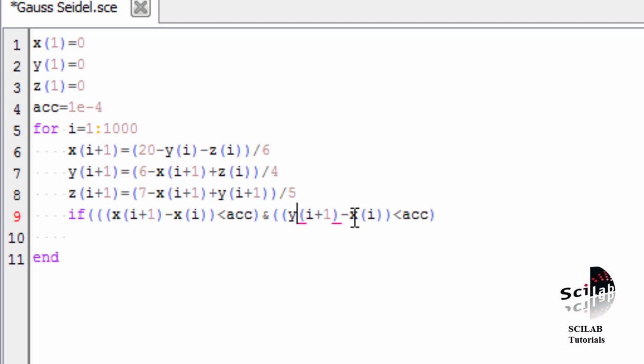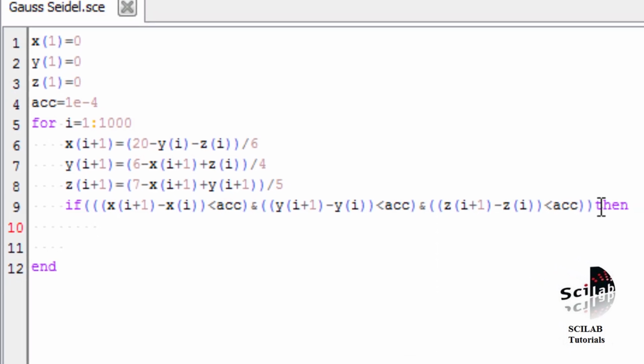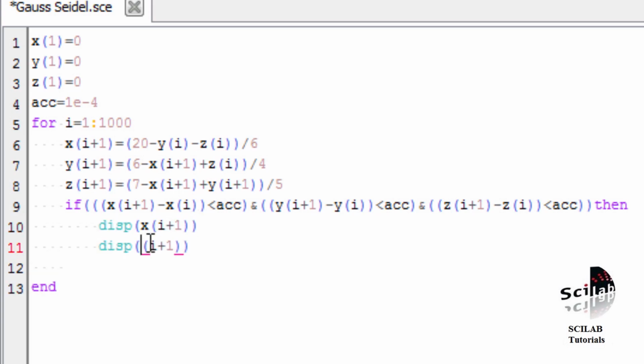So y, and similarly for z. And now when these three conditions are true, it will display the value of x, the value of y, and the value of z. These values of x, y, and z are the solution of the system of linear equations obtained using Gauss-Seidel.